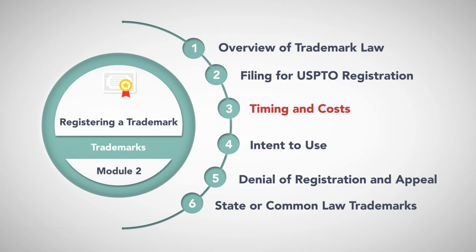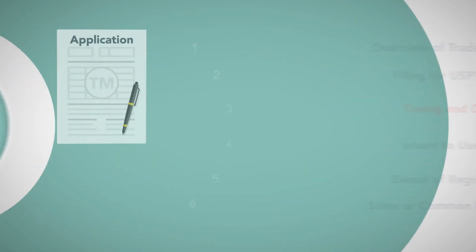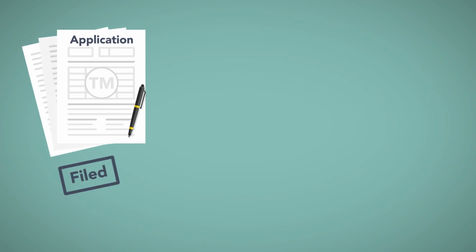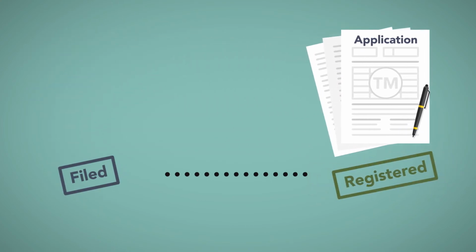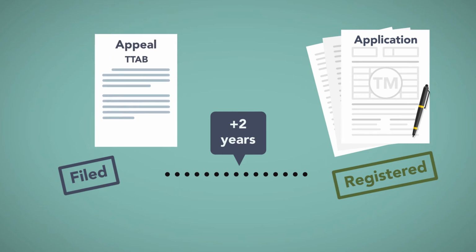Timing and costs. The time it takes between the filing of an application and the registration of a trademark with the USPTO can range between 7 months, if there are no major problems during prosecution, to 2 years or longer if an appeal to the Trademark Trial and Appeal Board must be filed.